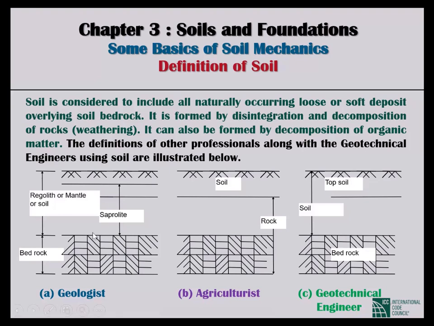Also, from the geologist's point of view, there are other definitions, like mantle and saprolite, but we are interested in the naturally occurring loose or soft deposit overlying solid bedrock. It is formed by the disintegration of rock. It can also be formed by the decomposition of organic matter. So from the definition, you could easily see that soil is basically of two types. Number one, inorganic soil, and number two, organic soil. Could you get my point?